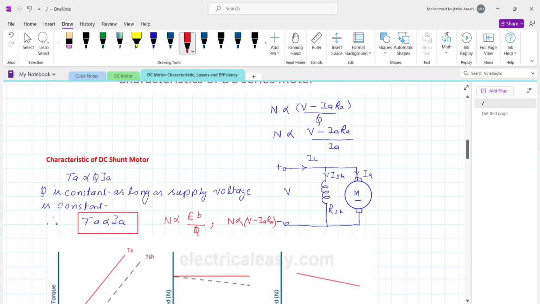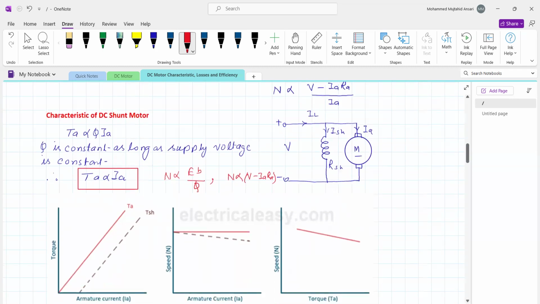Now see, torque is directly proportional to armature current, so it is a linear relation. This is the torque for the DC shunt motor, and this is armature current, so it will give the linear armature torque. At armature current equal to 0, the torque is 0. As the armature current increases due to increase in load on the motor, the torque also increases with a linear relation.